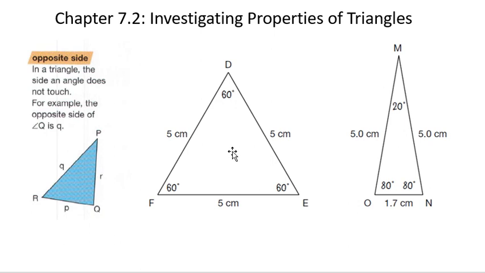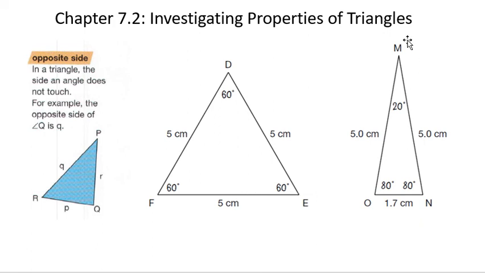It works the other way as well. If you know that the three inside angles are all 60 degrees, it must be an equilateral triangle because the opposite sides of the 60-degree angles must all be the same.